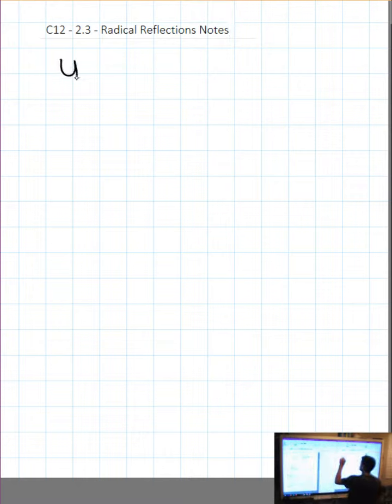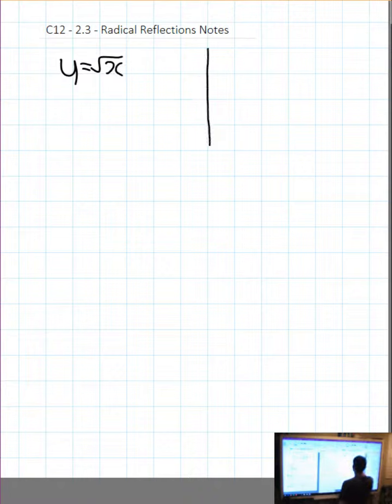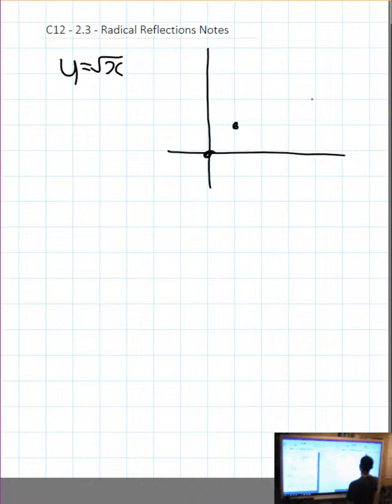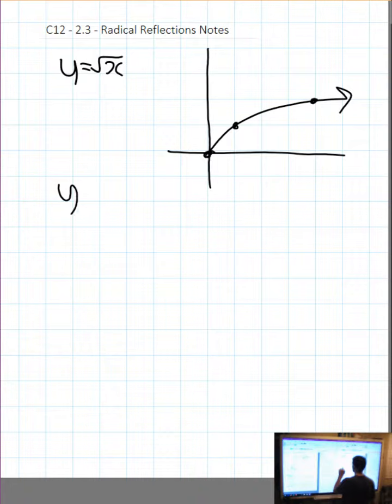Okay, let's take the radical function again. y equals root x. And 0, square root of 0 is 0, square root of 1 is 1, and the square root of 4 is 2, doing a table of values in my head. Now, what if I take the function of y equals negative root x?